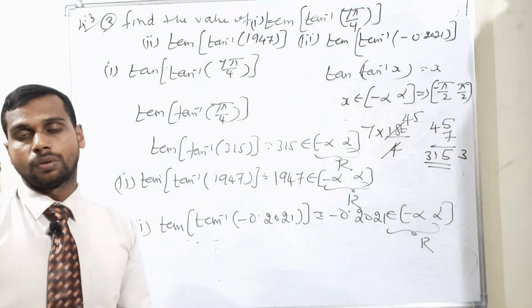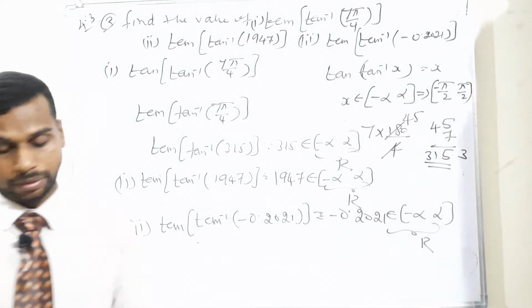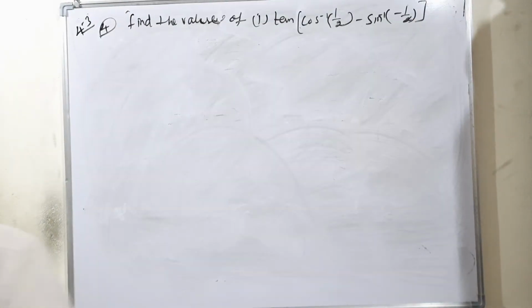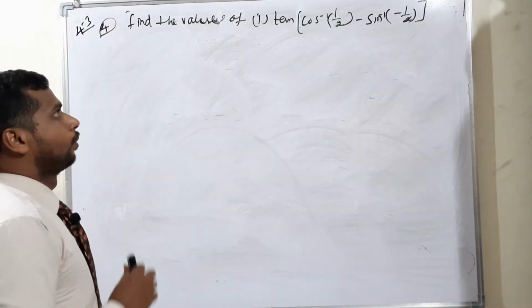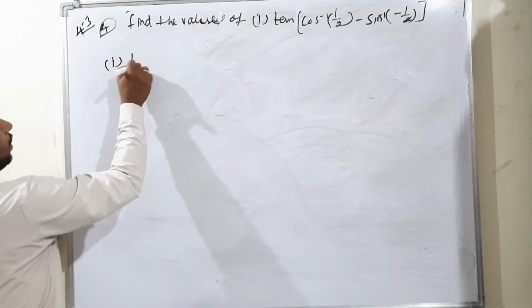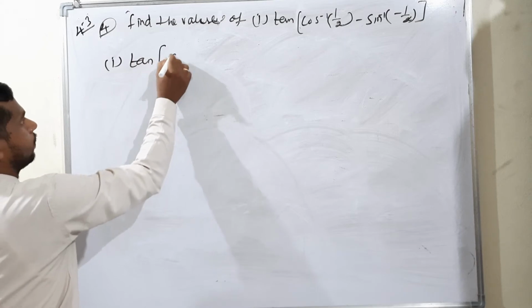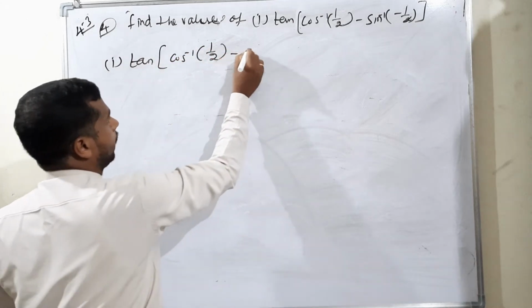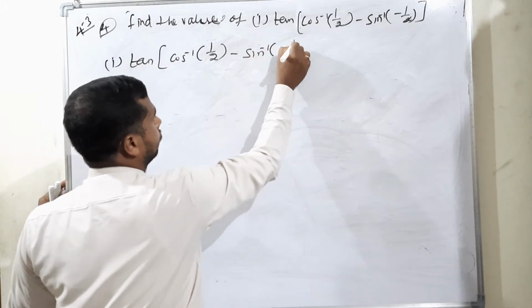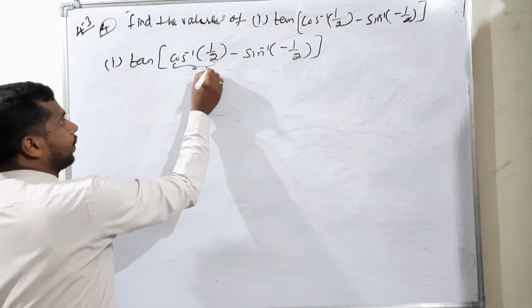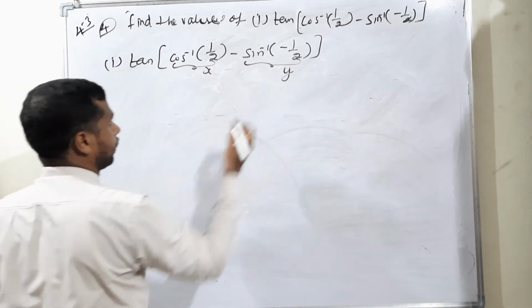I will continue with one of the questions from exercise 4.3. Moving to exercise 4.3, question number 4, moving to subdivision 1. What is the question? Subdivision 1: tan of cos inverse 1 by 2 minus sin inverse of minus 1 by 2. Consider this as x, and this as y.